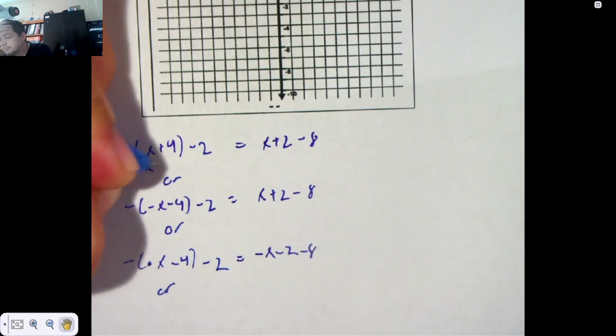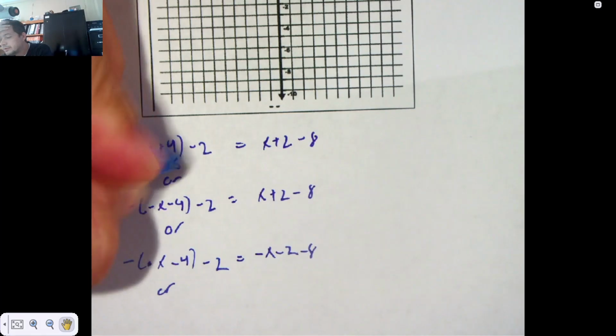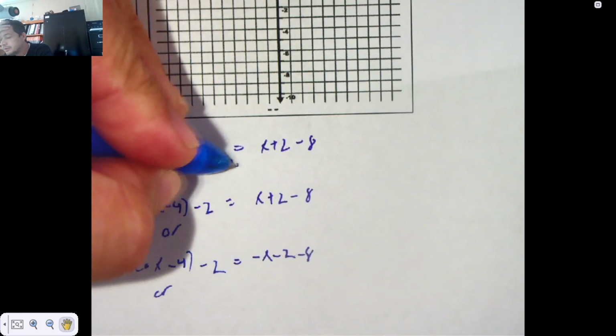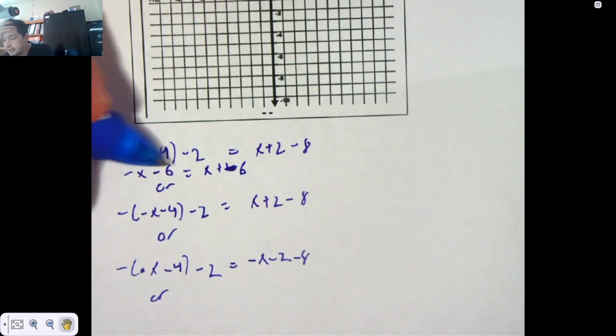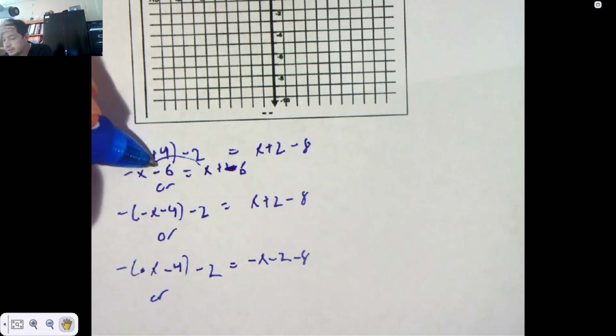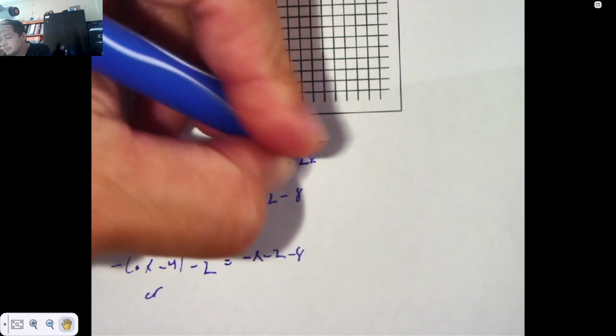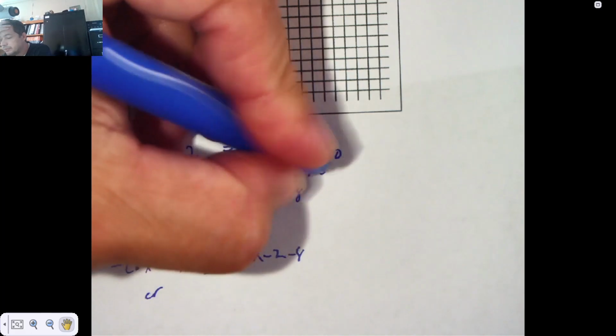This is negative x minus 4 minus 2, so minus 6, equal to x plus 2 minus 8, which is minus 6. And if we put our x's on one side, we'd have negative 2x equal to 0. We divide by negative 2 and we get 0.